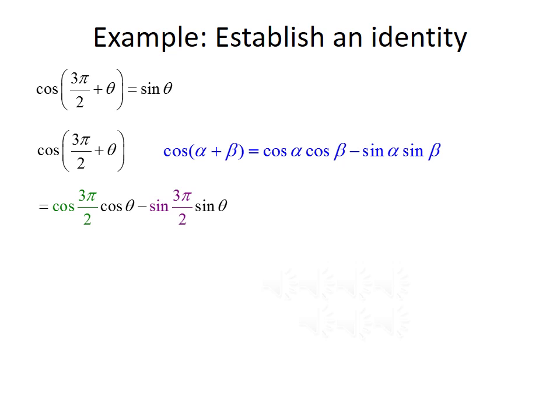3 pi over 2 is one of the angles on our unit circle, so we can evaluate that cosine and sine. The cosine of 3 pi over 2 is equal to 0, and the sine of 3 pi over 2 is equal to negative 1, so we'll get 0 times the cosine of theta minus negative 1 times the sine of theta. If we simplify that, the first term will go away, and the negative 1 becomes a positive, so we'll be left with sine of theta, which is what we were trying to show. So this establishes the identity.